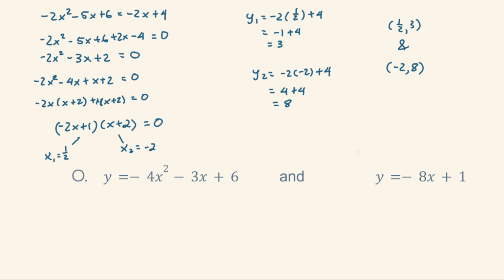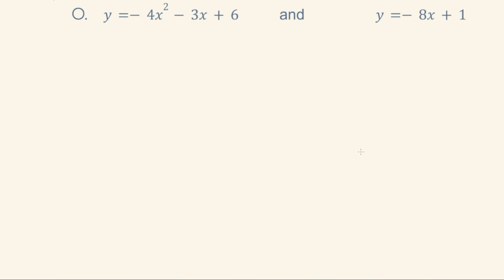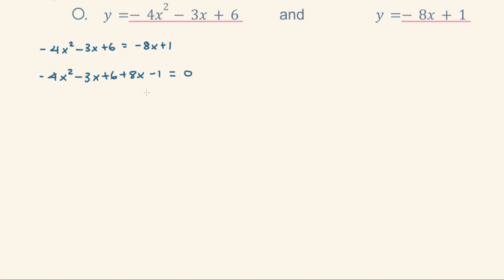Okay. And last but not least here, question O. All right, so once again, let's just make this equal to this guy over here. All right, so we've got minus 4x squared minus 3x plus 6, and that's going to be equal to minus 8x plus 1. Let's bring everything over to that left side so that one of the sides of my equation is just equal to 0. So we've got minus 4x squared minus 3x plus 6, and now we've got plus 8x minus 1, and that's all equal to 0.